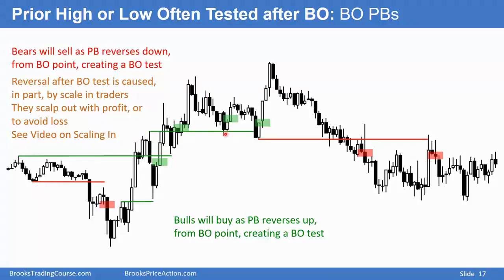Same thing, trying to reverse down, look to the left. Is it testing something? It is. It's testing this high. Trying to reverse down again, look to the left. Is it testing a prior high? Yes, it's testing this prior high. So this is simply a breakout test. This is simply a breakout test of the breakout point here. Bulls will buy a reversal up, especially above a bull bar. Get filled here and get filled here.